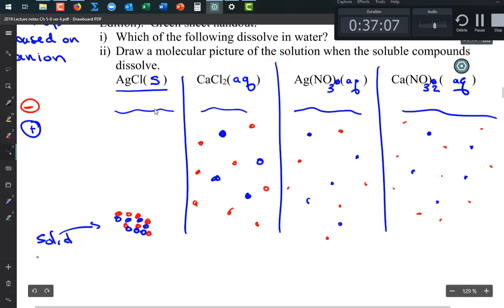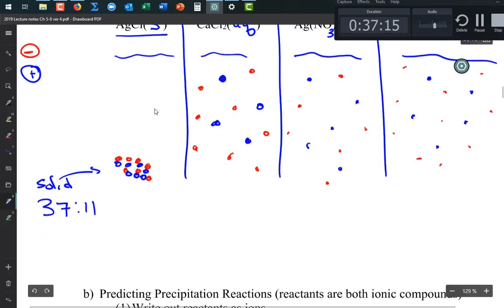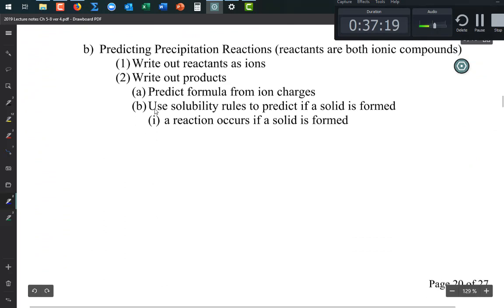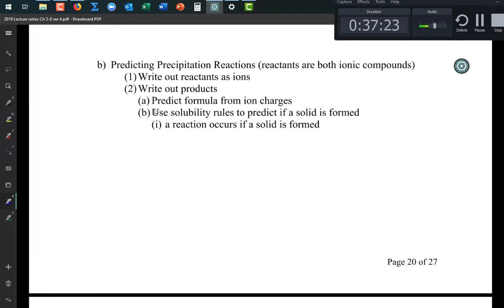I meant to write the time, so we're at 37:11. Cool. There's just a lot of space at the bottom of this slide. We're going to use solubility rules to help us predict whether or not a reaction takes place between two ionic compounds. So we're going to make solutions of two ionic compounds, mix them together, and try to use solubility rules to help us understand whether or not precipitation will occur, or otherwise whether or not a reaction will occur. So the first thing to do is write out the reactants as ions. I'm assuming you wrote all the reactants correctly, and then you write them out completely as ions. This is what we're going to do.